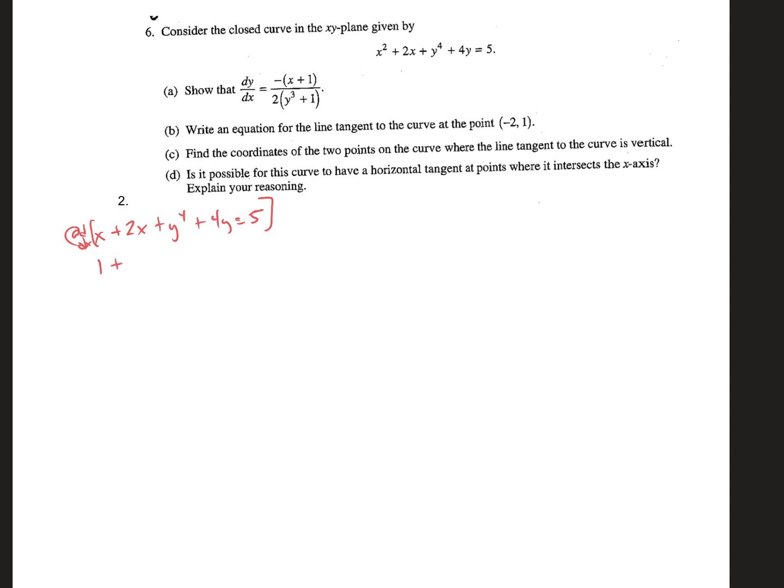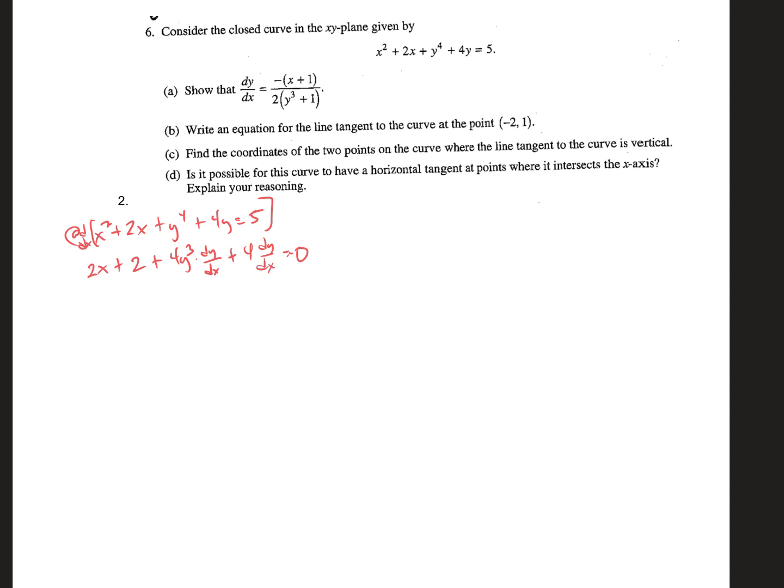Oops, sorry, that was an x squared, wasn't it? So let's make that the derivative of x squared with respect to x is 2x, and the derivative of what's inside, which is x, is 1. Derivative of 2x with respect to x is 2. The derivative of y to the 4th is 4y cubed, and the y doesn't agree with the x, so it's times dy/dx. And then 4 times y, its derivative would be 4 dy/dx. And the derivative of 5 is 0.